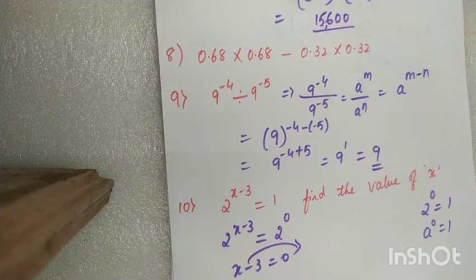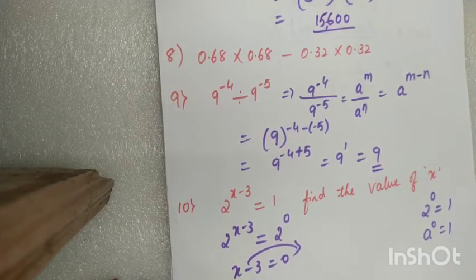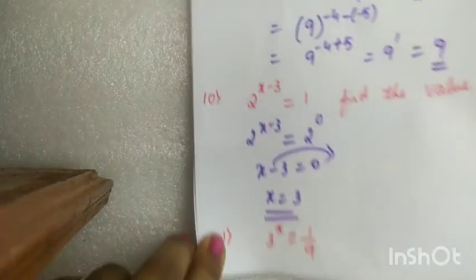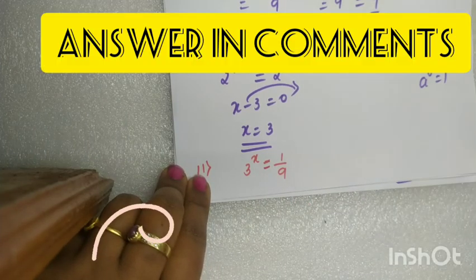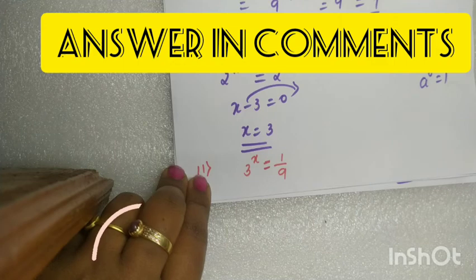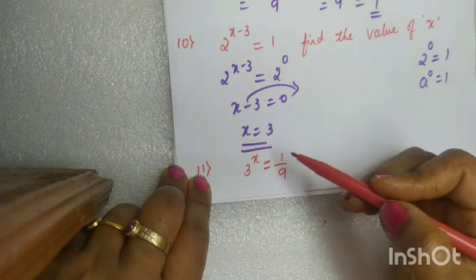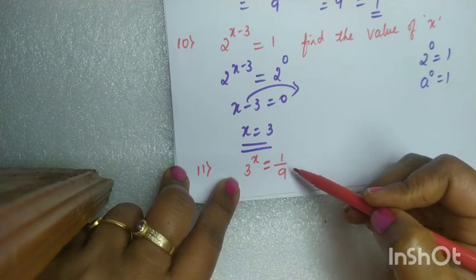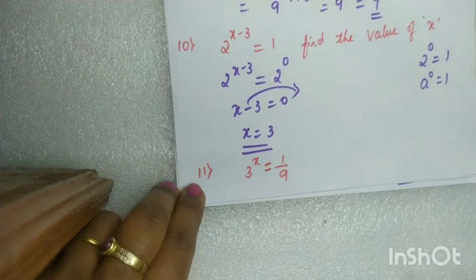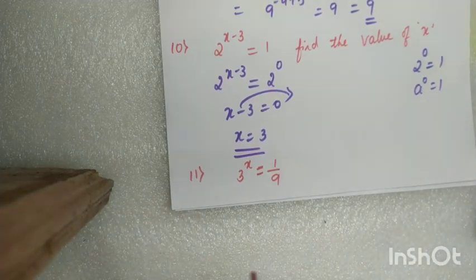Okay. So similarly, I'll give you one more problem as an assignment. The 11th problem is 3 to the power of x is equal to 1 by 9. Now just try this. I'll show you the question here: 3 to the power of x is equal to 1 by 9. So just do it and find out. In place of 3 to the power of x, write it as it is. 1 by 9 can be written as 3 square. So this is the clue. Just do it and then send it to my comment box.